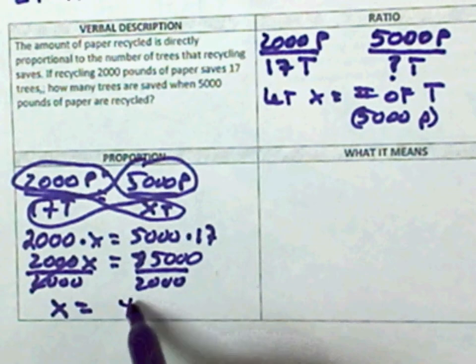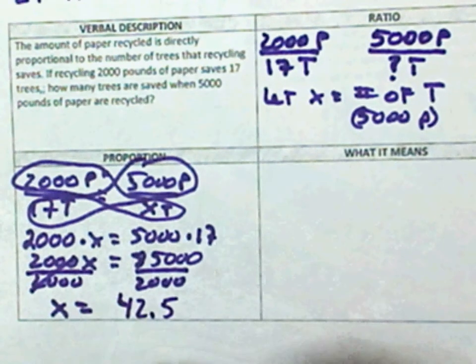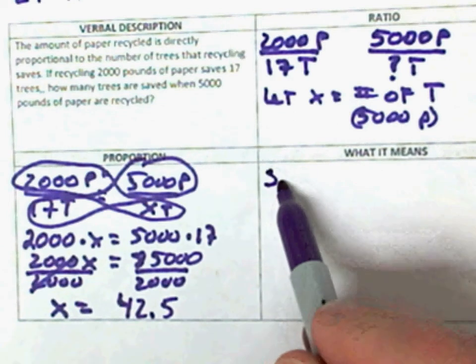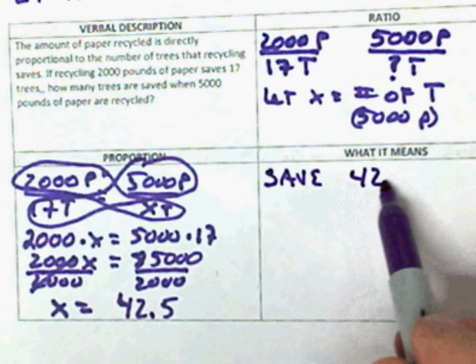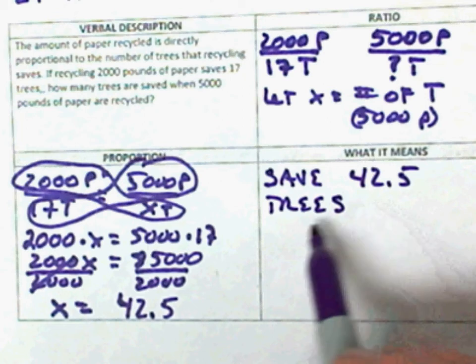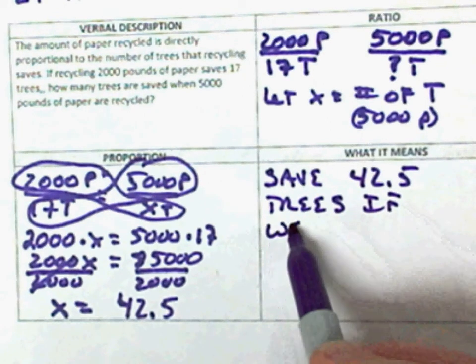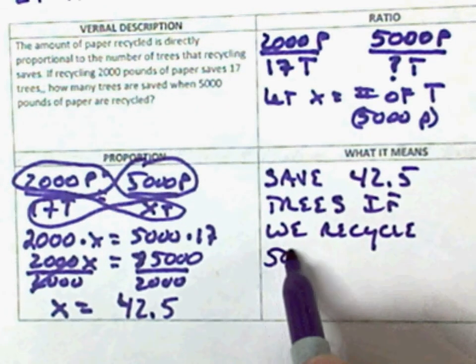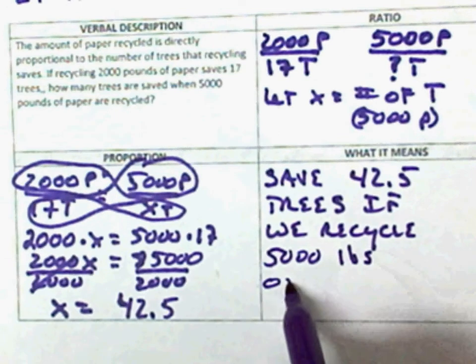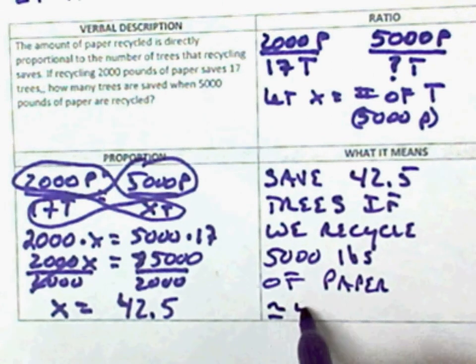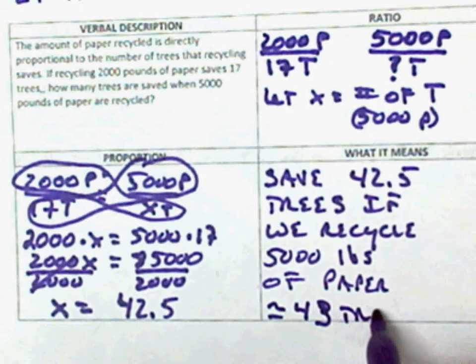42.5. Okay, so what does that 42.5 mean, Dorian? You can say 42 and a half trees for 5,000 pounds of paper. Right, so we can say 42.5 trees if we recycle 5,000 pounds of paper. And you could probably round that 42.5 up to approximately 43 trees. All right, guys, nice job.